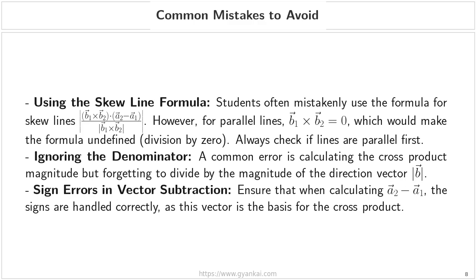Finally, be extremely careful with sign errors during vector subtraction. When you are finding the vector a 2 minus a 1, a single misplaced minus sign will propagate through your cross product and your final magnitude, leading to an incorrect answer. Take your time with the arithmetic in those early steps.